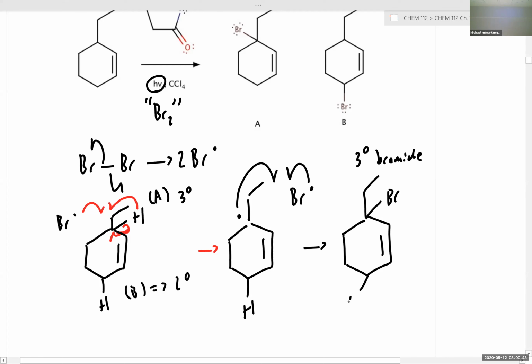Does that make sense to everyone? Does everyone understand mechanistically what's going on? This is a typical radical chain reaction. So that's why we're using these fishhook or one electron movement notation. Any questions on this example?